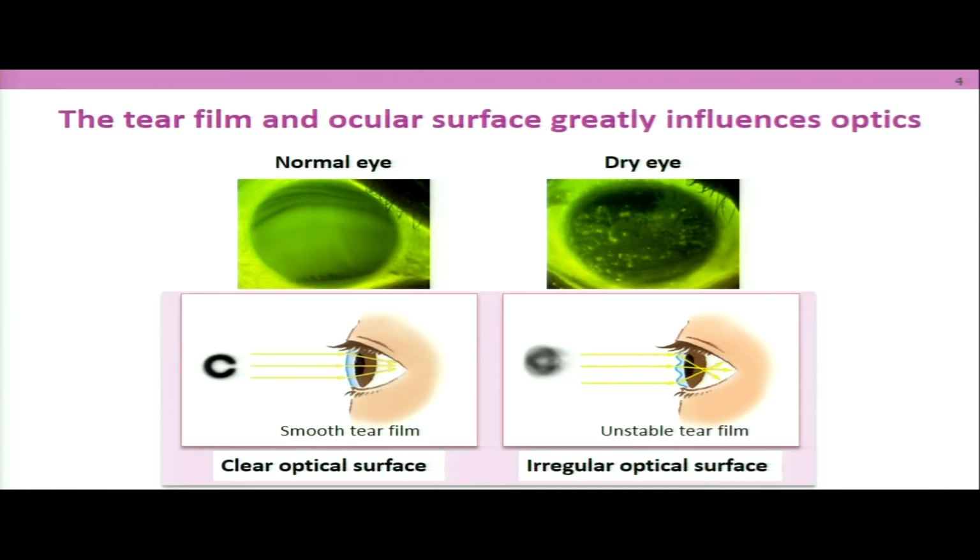The tear film and ocular surface are a very important optical element of the eye. Since the tear film is the first refracting surface of the eye, it plays a very important role. In a healthy eye, a smooth, clear optical surface is formed by every single blink. However, once the tear film breaks up and exposes the rough surface of the cornea, it results in an irregular optical surface, leading to irregular visual function.